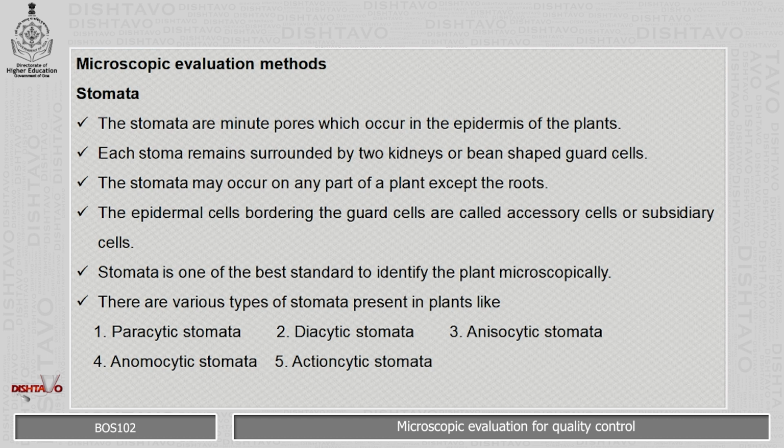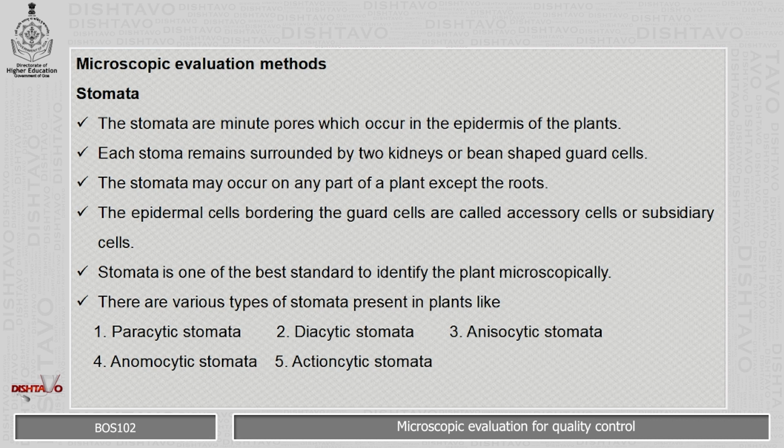Like in some plants, you will find paracytic type of stomata wherein the guard cell is surrounded by only 2 subsidiary cells whose axis is parallel to the guard cell. Next is diacytic type of stomata wherein the guard cell is surrounded by 2 subsidiary cells again, but their common walls are at right angles to the guard cell. Then you have anisocytic type of stomata. Here, the guard cells are surrounded by 3 subsidiary cells. One is distinctively smaller than the other 2.